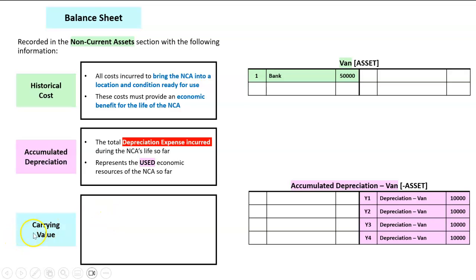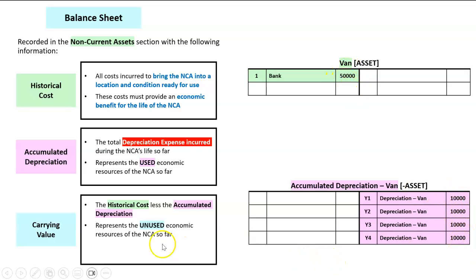And lastly, we're going to have this new term called the carrying value. What does that mean? Well, first of all, just the maths of it. It's the historical cost less the accumulated depreciation. So it's this one, 50, less these numbers here, which is 40 in this case. And it represents the unused economic resources of the non-current asset so far. So in this case, we've got 50,000 less 40,000. So there is $10,000 of van still left. And why is it called carrying value? Well, it's basically the amount the non-current asset is currently being carried at on the balance sheet.